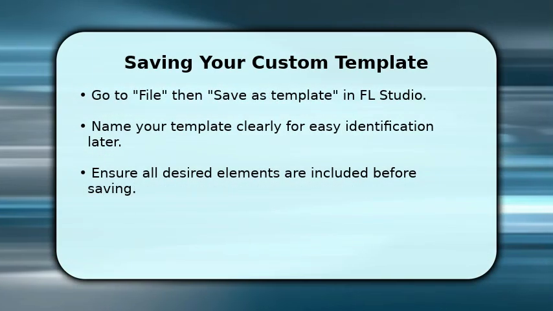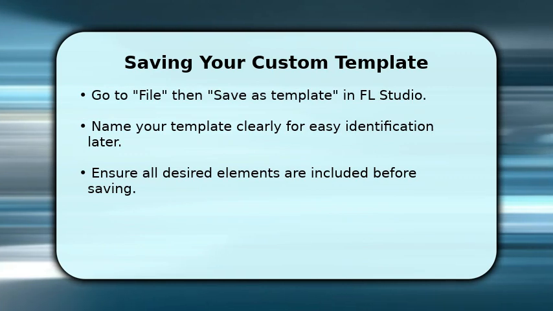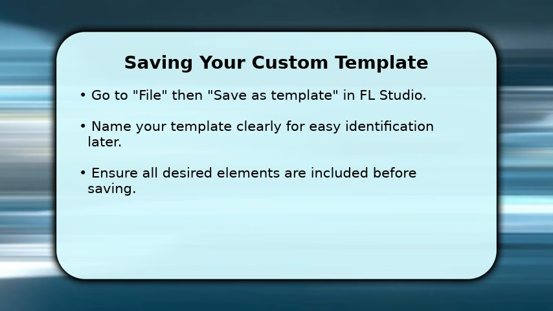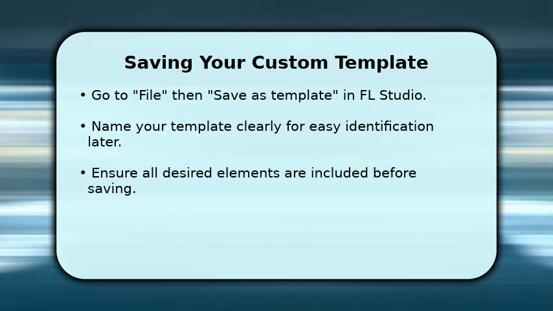Once your project is perfectly arranged, navigate to the File menu at the top left of FL Studio. From there, select Save as Template. A window will pop up asking you to name your new template. Choose a descriptive name like My Hip Hop Template or Vocal Recording Setup so you can easily find it later. This step locks in all your hard work, making it accessible for future projects with just a few clicks.